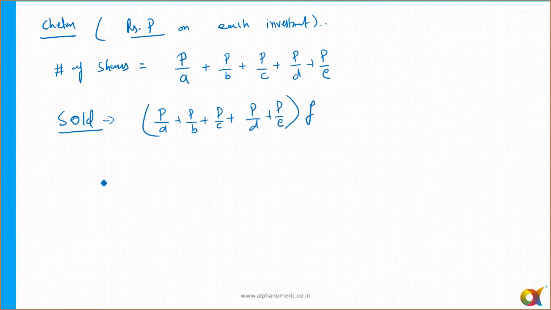Okay. Now, what is the return for Chetan? How can we calculate it? The return for Chetan will be equal to selling price by cost price minus 1, or selling price minus cost price upon cost price, which is the same as selling price by cost price minus 1. So selling price is equal to P by A plus P by B plus P by C plus P by D plus P by E, into F, divided by cost price.